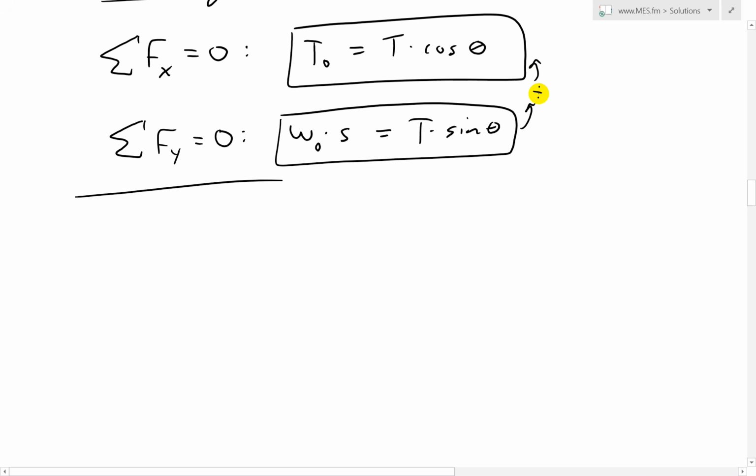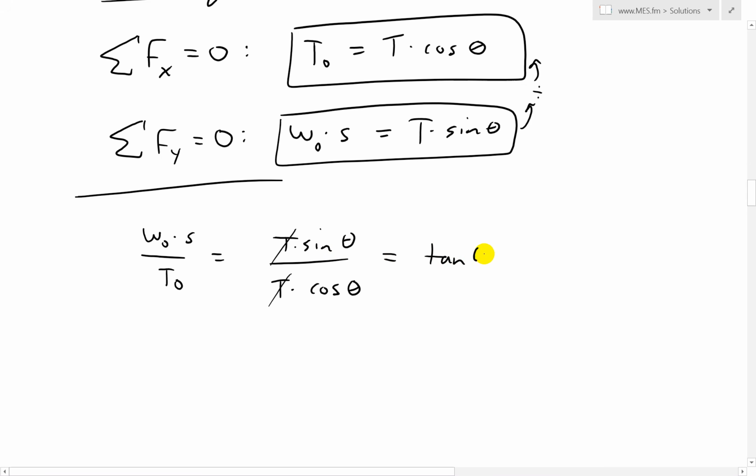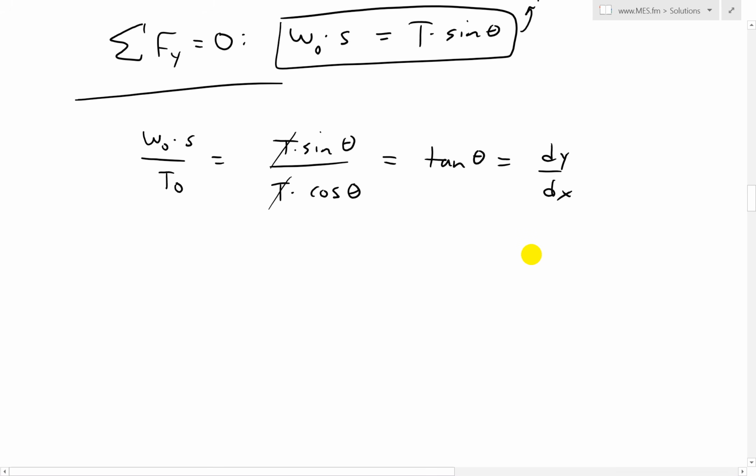So what we end up having is W0 divided by T0, and then the top part is T sine theta divided by this part, T cosine theta. So these cancel, and then we're left with sine over cos, which is tan theta, and this one we already know equals dy over dx. So now we have a differential equation, but before I write it down, I'm going to let a, just a constant, equal these combined constants, W0 over T0, which is the tension at the very bottom of the cable, and this one is just the linear density, like that.